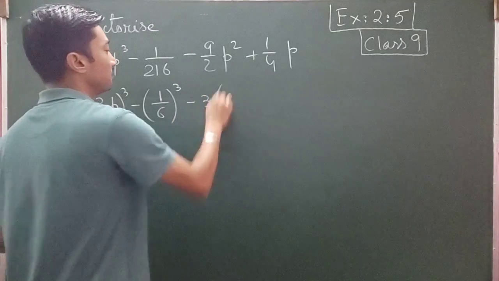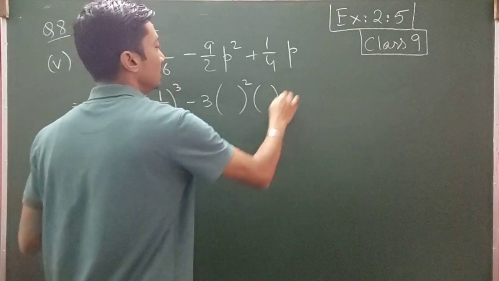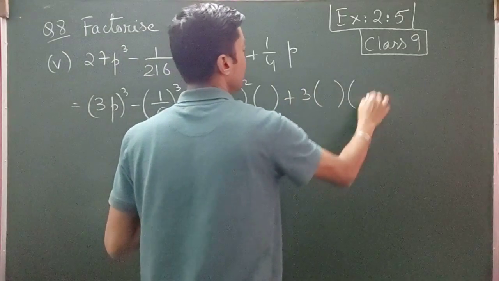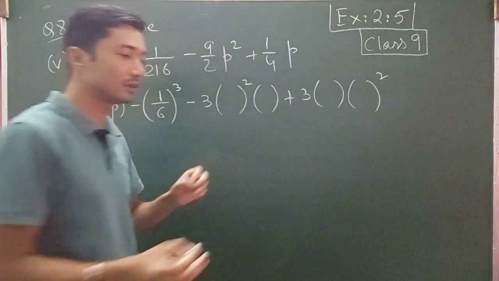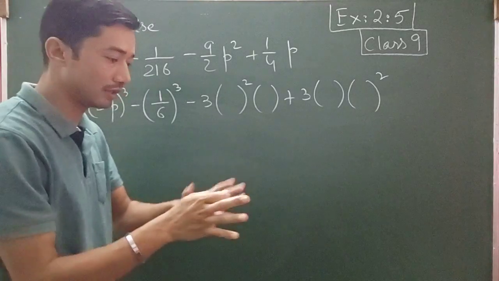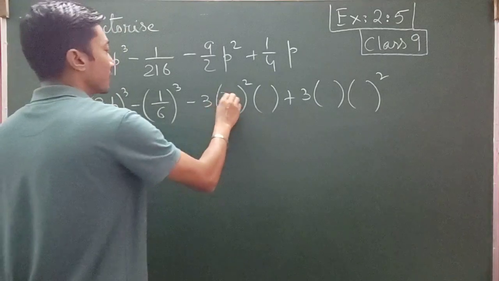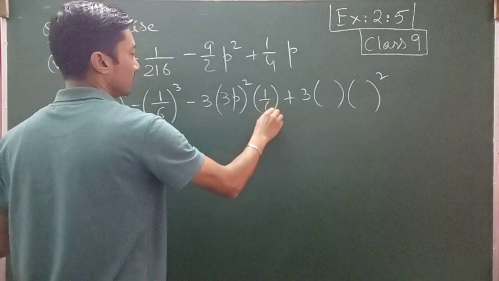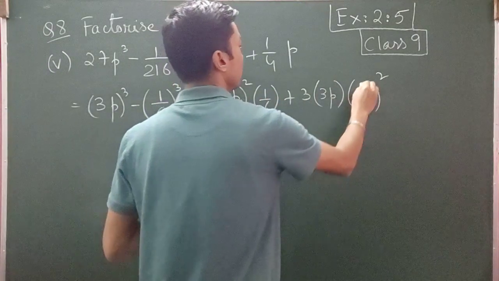So time to just fill it up. 3a square b plus 3ab squared. Once they're telling you to factorize most of the terms, of course, you just have to identify the identity only and then just arrange, it will be always there. 3p, 1 by 6. 3p, 1 by 6.